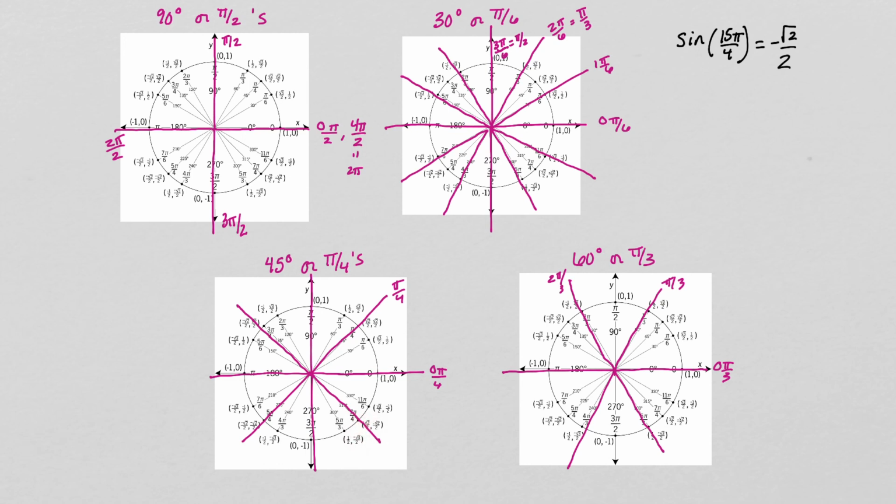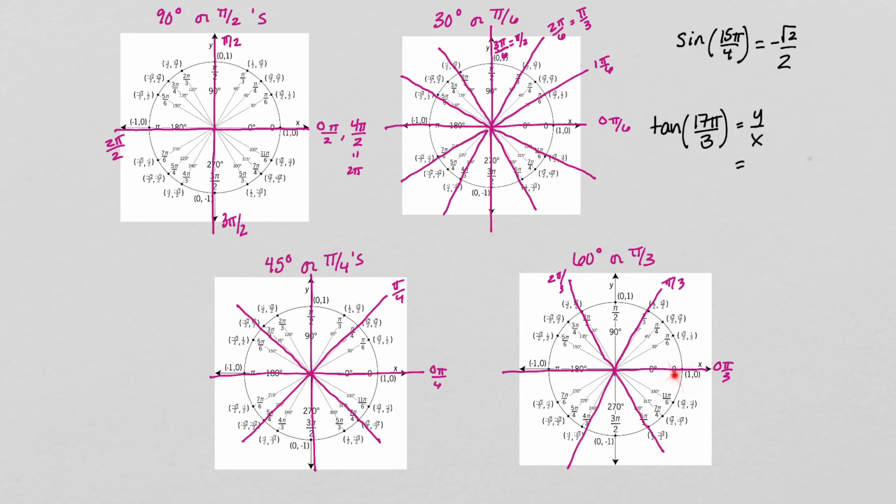All right, let's try another one. So what about the tangent of 17 pi over 3? So remember, the tangent's going to be y over x, but we have to get to 17 pi over 3. So I'm going to go to my pi over 3 graph, and I'm going to have to count 17.